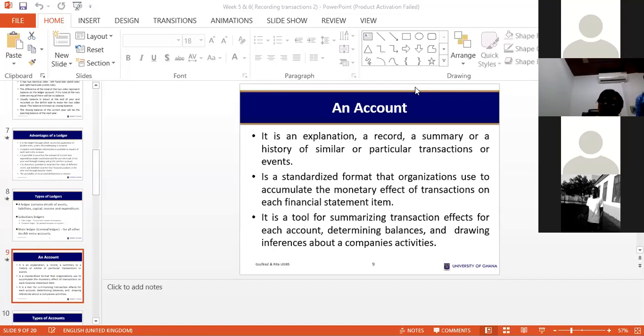And so an account provides a record, date by date. Whatever date we have a transaction, it will be captured in the account. And that is why we say that it is an explanation, it is a record, and it provides a summary of the history of similar transactions or events pertaining to either a customer, a supplier, or an item. Now it is a standardized format and it is used to accumulate the effect of transactions on each financial statement item. You recall the effect of transactions.